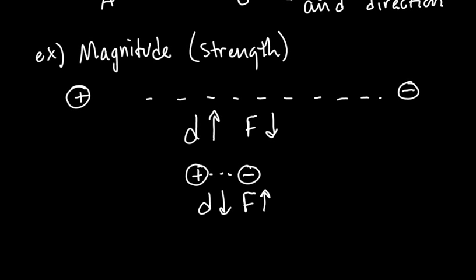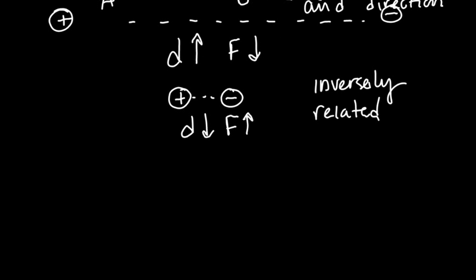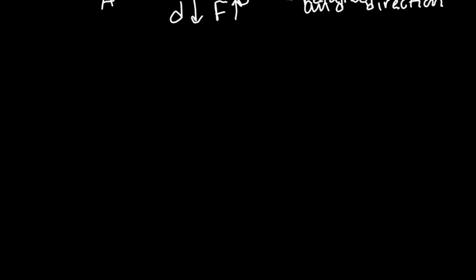Now, if you recall from baby chem, they're inversely related. Or we could say that they're inversely proportional to one another. When one goes up, the other goes down. So, of course, we have an equation that is going to help us keep all of this with actual quantities. And that's going to be Coulomb's law equation.